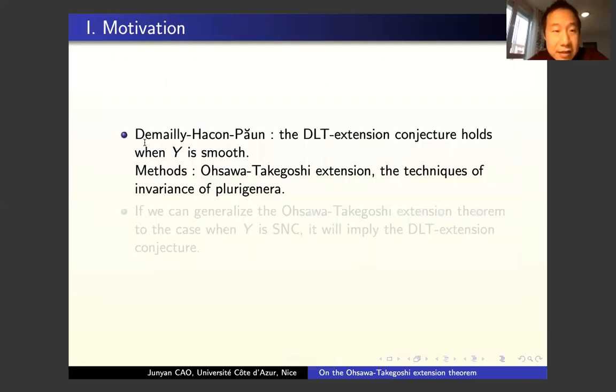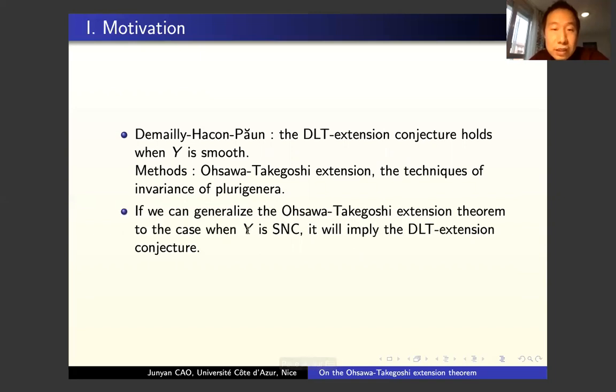In fact, in the paper of Mihai Pãun, they proved the DLT conjecture under the assumption that Y is smooth. In this case, they can use the standard Ohsawa-Takegoshi extension theorem, together with the techniques in the proof of invariance of plurigenera, to prove the DLT conjecture. So therefore, if we want to prove the DLT conjecture, a very natural way is to generalize the Ohsawa-Takegoshi extension theorem to the case Y is simple normal crossing. So that's the main motivation of our works.